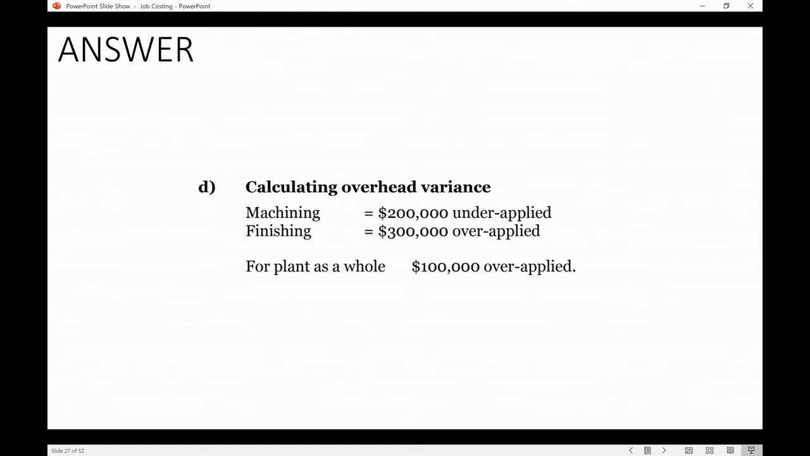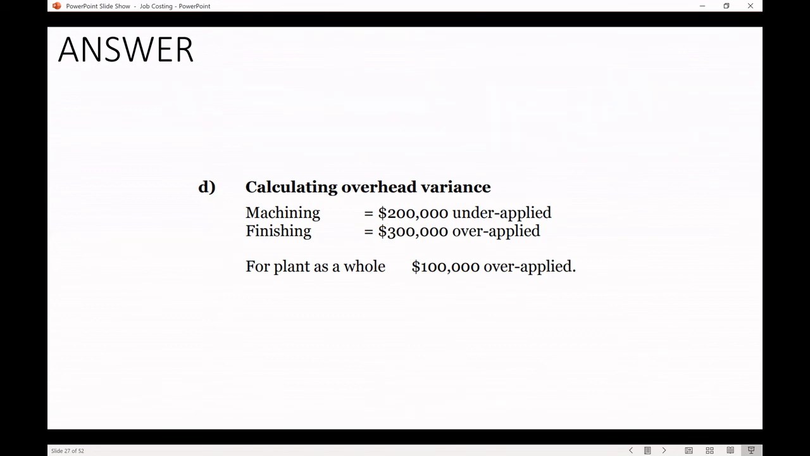To go back for you to see it a little clearer, the machining was 200,000 under-applied, right? What you budgeted was not enough. So you came in under budgeted. You couldn't necessarily pay for everything. So we're looking at this as a negative 200,000. For the finishing, our budgeted was greater than what actually happened, right? So we're left with additional cash, which was 300,000, and this is 300,000 over-applied, right?